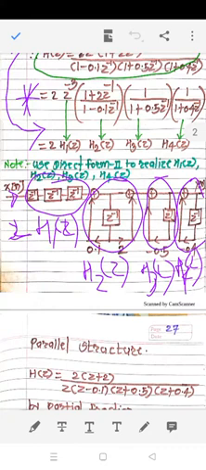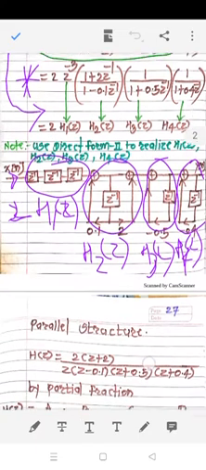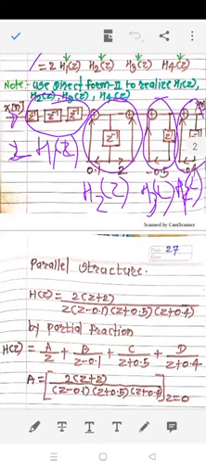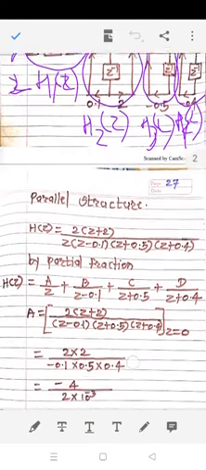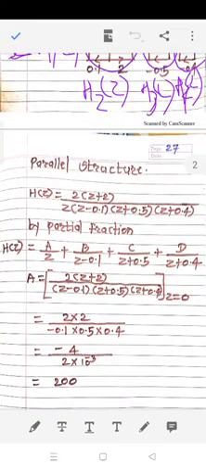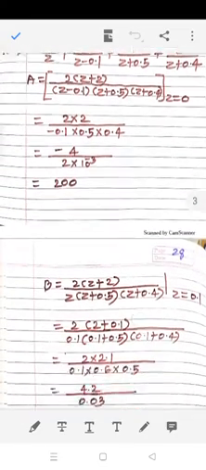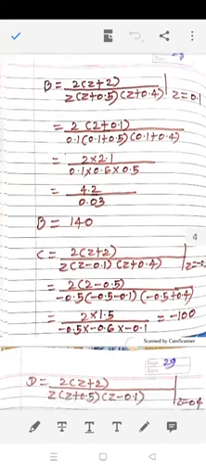So see, in this numerical, in this solution, h of z is given. What we are doing in the partial fraction expansion, we are converting h of z into the partial fraction expansion form. So we have to calculate the value of a, then value of b, then value of c, and lastly value of d.